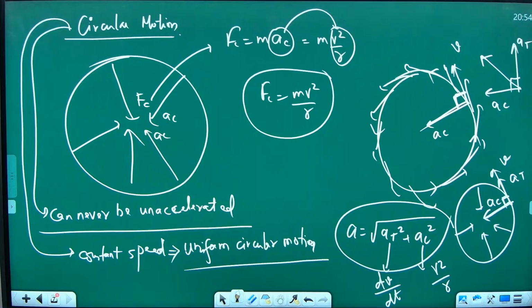V square by R, yeah, centripetal acceleration. Centripetal force is mv square by r. Centripetal acceleration is v square by r. Can I change the page?